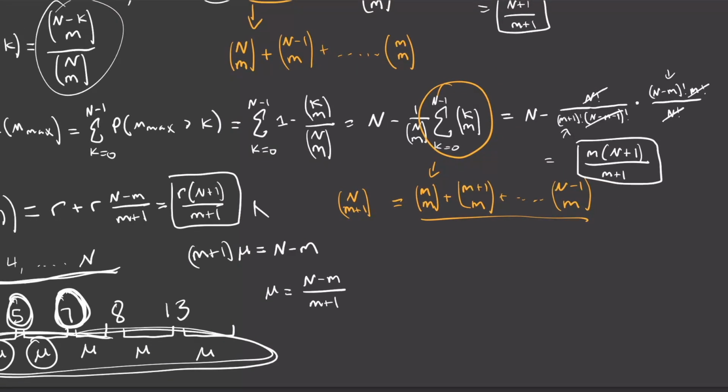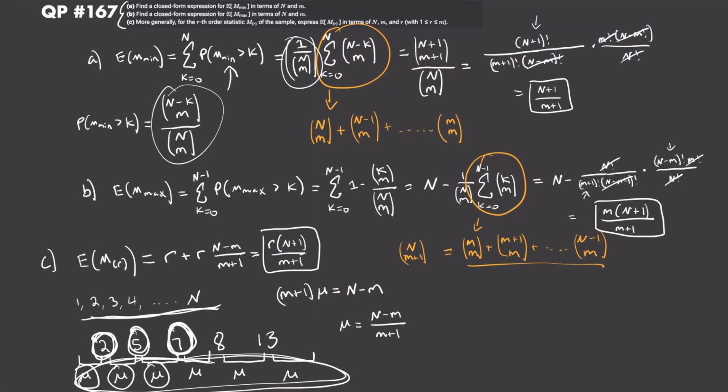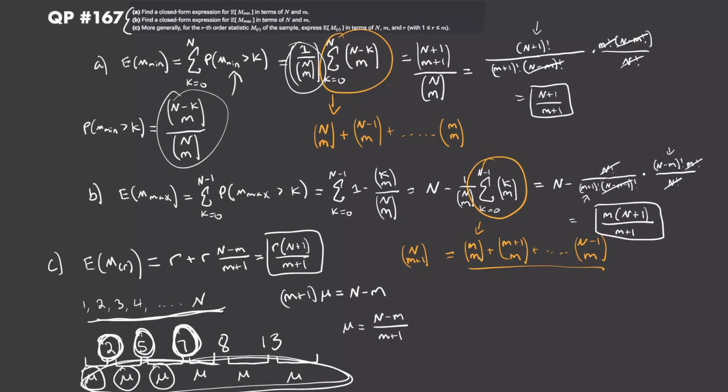This is the final answer for part C. It was a complicated question, but it's a good question, because we use the hockey stick identity, we're using tail sum, and we're having to do this symmetry argument down here.